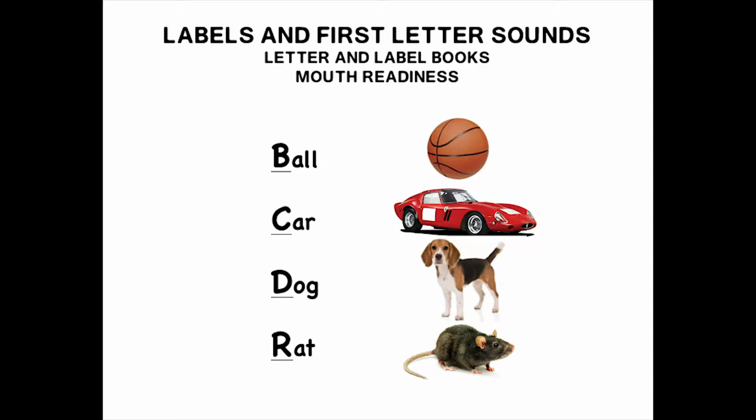The next thing we have to talk about are letter and label books. These are very important. Using heavy picture cueing, we create context for the first letter sound as well as the entire word. And books like this help the student learn to get their mouth ready for those first letter sounds.